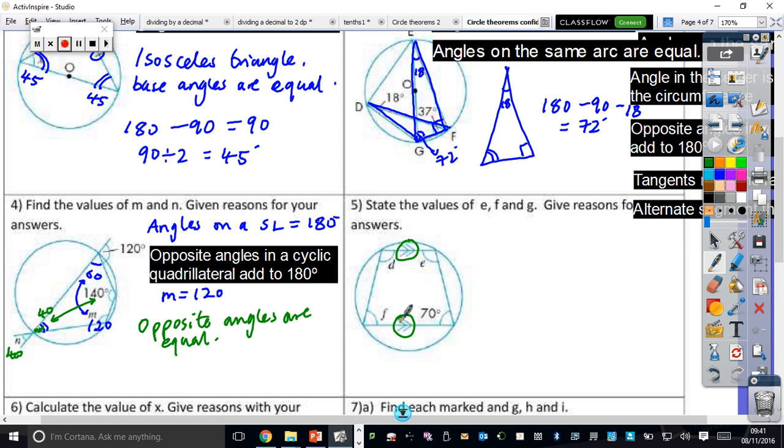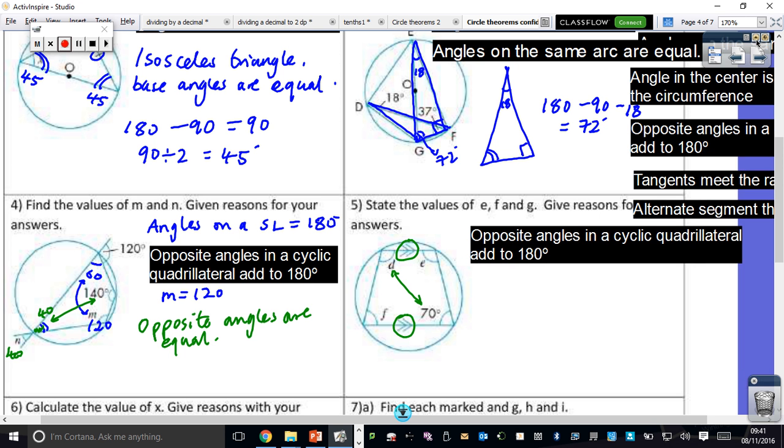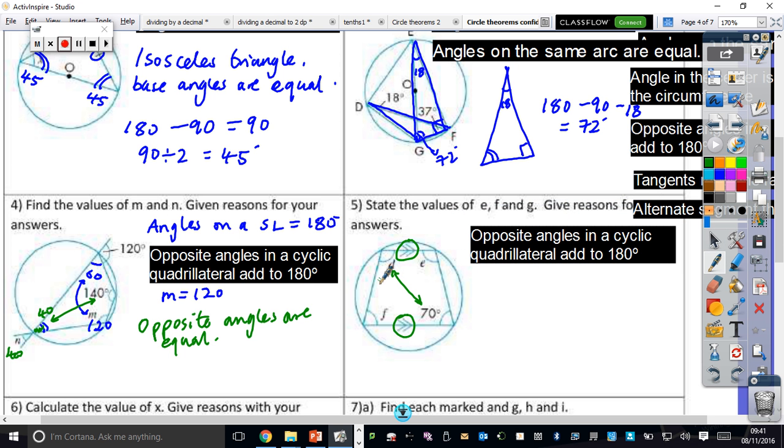Okay? So let's have a look at what we need to find. So we can find D straight away. That's a cyclic quadrilateral, so let's do that one. So opposite angles in a cyclic quadrilateral equal 180. So that is going to be 110. Okay?